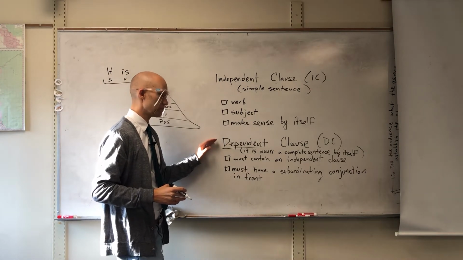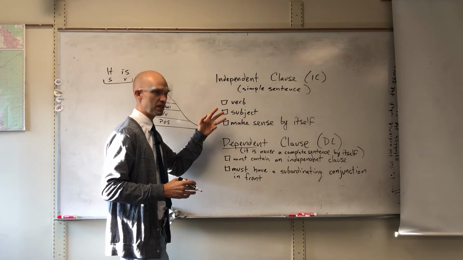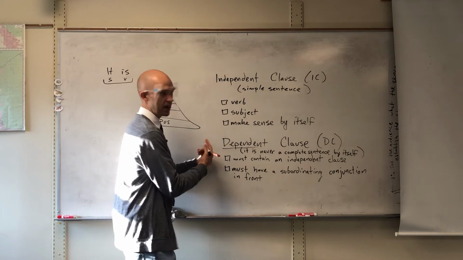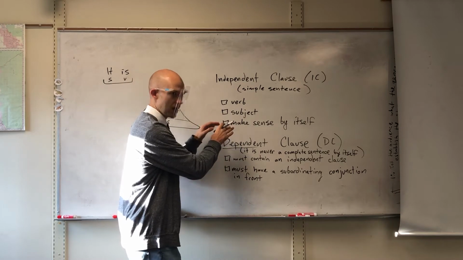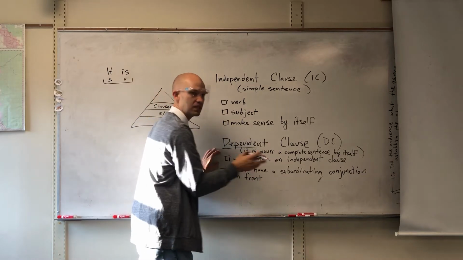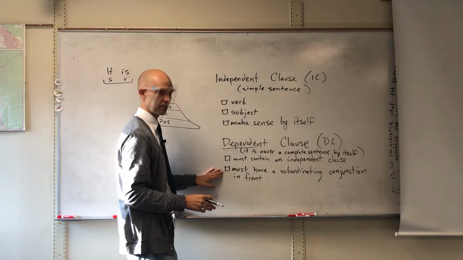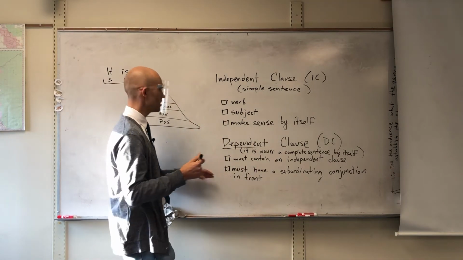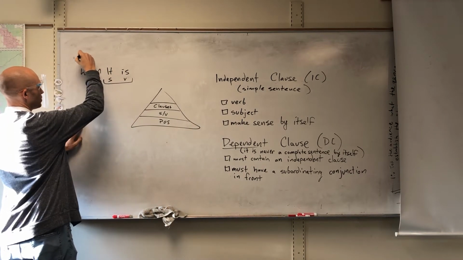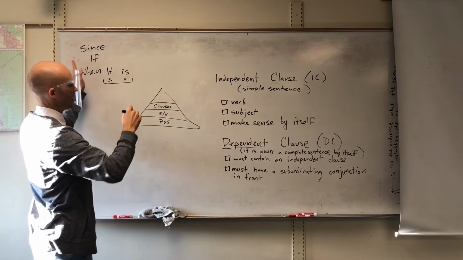A dependent clause is the same thing. It also needs a verb, it also needs a subject, it also needs to make sense by itself. But then it has another word in front of it that makes it not make sense by itself. That is, every dependent clause has to have an independent clause in it. But it must also have a subordinating conjunction in front of it. So rather than it is, you have when it is, or if it is, or since it is.